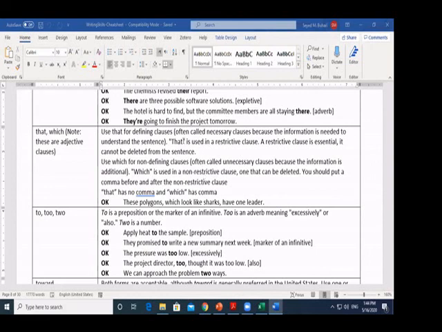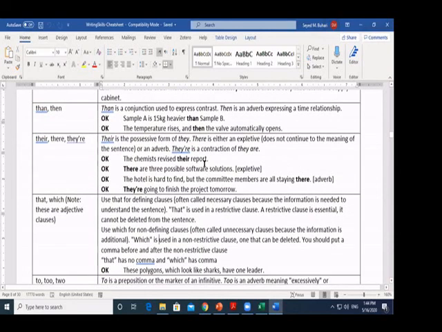For example, if I use the word that, if I use the word which: these polygons, which look like sharks, have one leader. So here, if I replace this with a that, is that okay, or is it not okay? These are basic stuff, but these are necessary. You use that if something is restrictive. You use which if something is non-restrictive. And for which you use a comma. For that, there is no comma. So there are basic rules, and you have to be very careful with these rules.